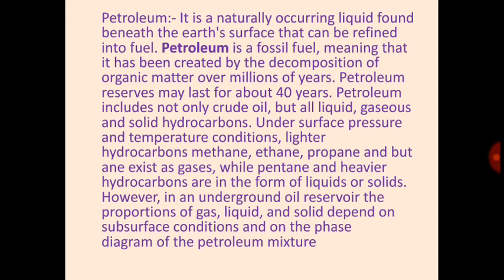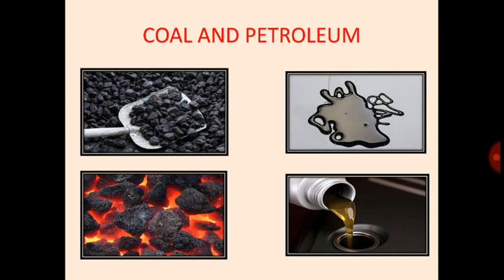Under surface pressure and temperature conditions, lighter hydrocarbons like methane, ethane, propane, and butane exist as gases, while pentane and heavier carbon hydrocarbons are in the form of liquids or solids. However, in an underground oil reservoir, the proportions of gas, liquid, and solid depend on subsurface conditions and on the phase diagram of the petroleum mixture. This is coal. On the left hand side you can see an example of coal, and on the right hand side it is petroleum.